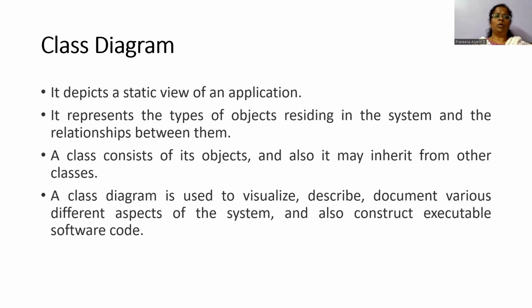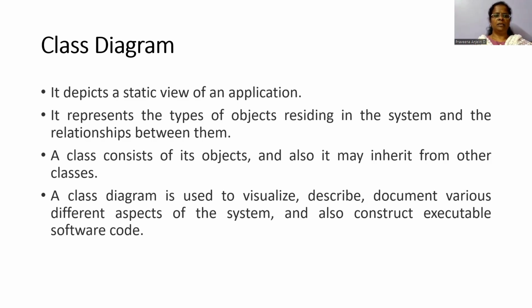So, class diagram depicts a static view of an application. It represents the types of objects residing in the system and the relationships between them. Obviously, a use case diagram also depicts the relationship between the use cases, right? This is also used to do the same, but the difference is that we see each and every class, the various objects present in it, and how each object is related with the other classes, or how it is related with the objects present in the same class. So we can get these ideas from the class diagram.